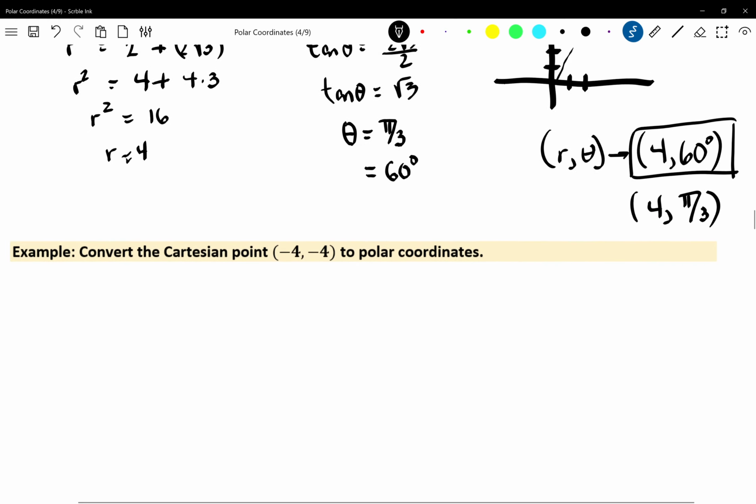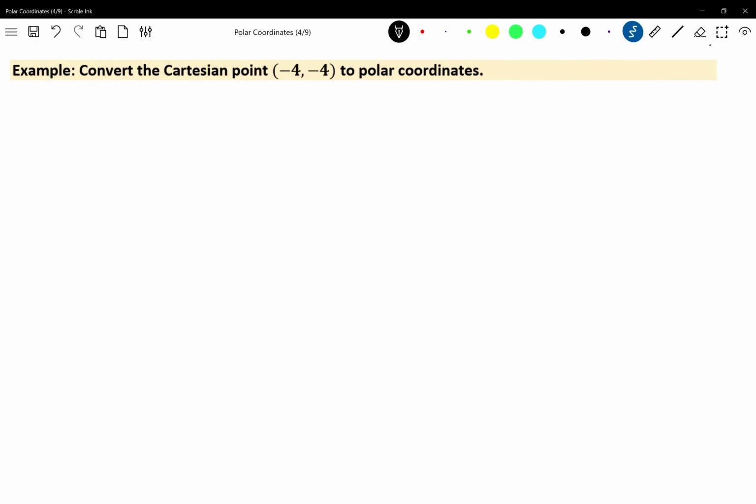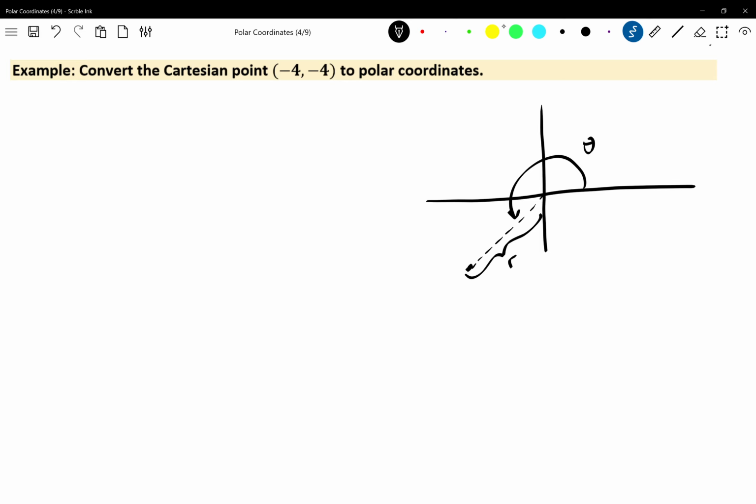Okay, now let's look at a different point because quadrant is an issue. So -4, -4. Well, we know that that is 4 to the left, 4 down. So the question is, what is this theta and what is this r? Well, again, r squared is still going to be x squared plus y squared. Well, that means r squared is 16 plus 16 is 32, which means r is equal to the square root of 32, which I'm going to write in simplest form as 4 times the square root of 2.